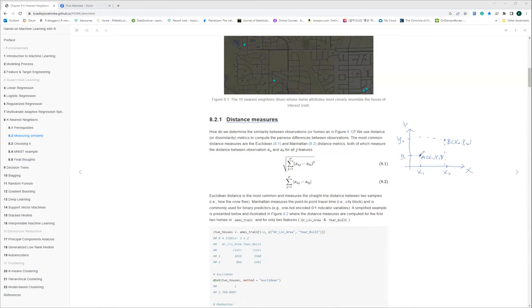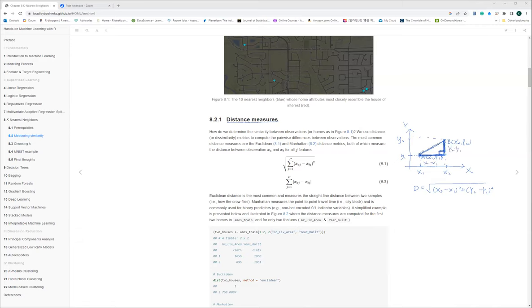In that case, what is the shortest, straight-line distance between these two points? It is just the square root of (x2 minus x1) squared plus (y2 minus y1) squared. That is because we can think about drawing a right triangle, where this length is x2 minus x1, and this length is y2 minus y1.